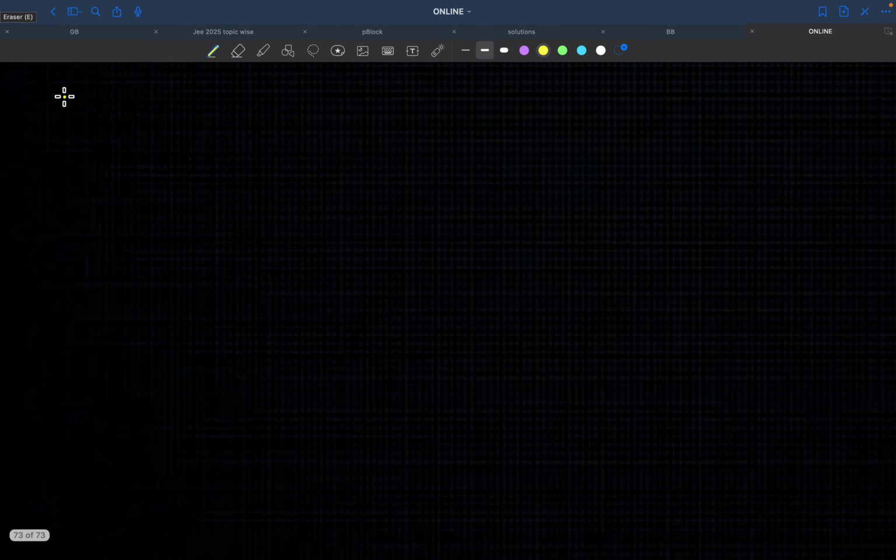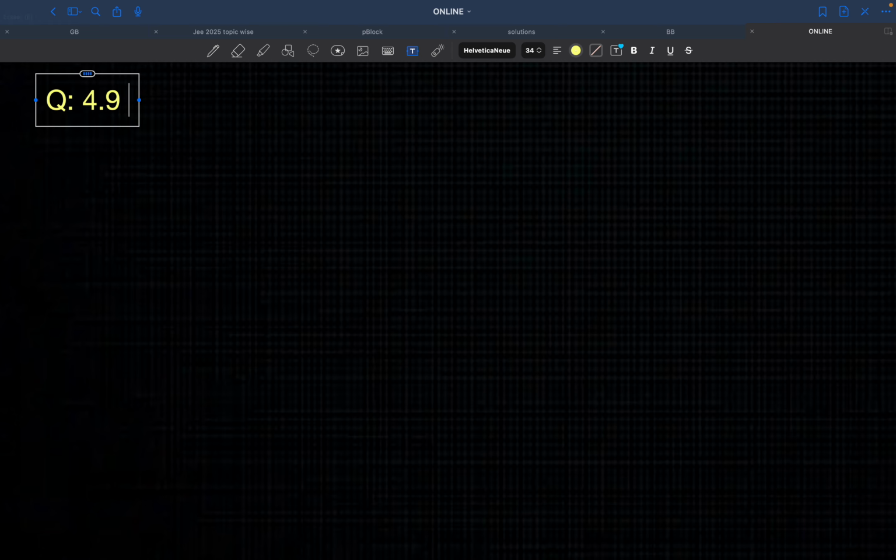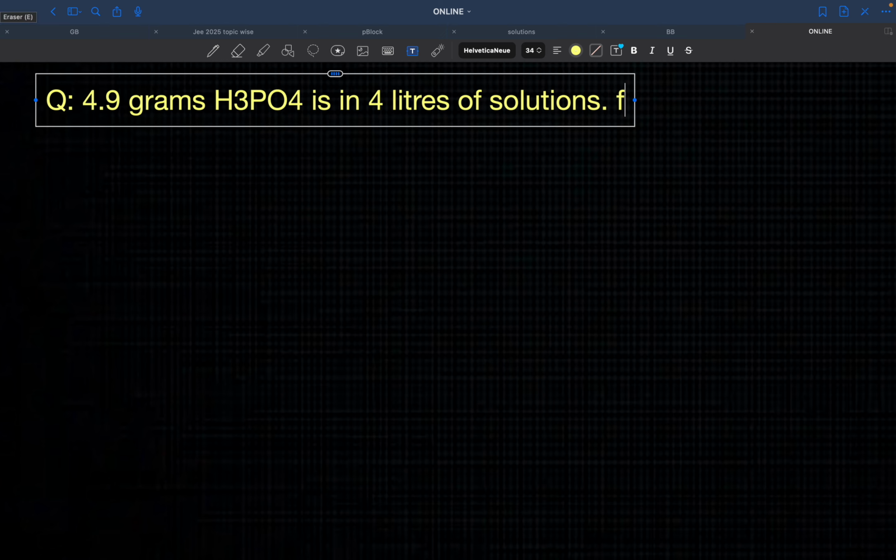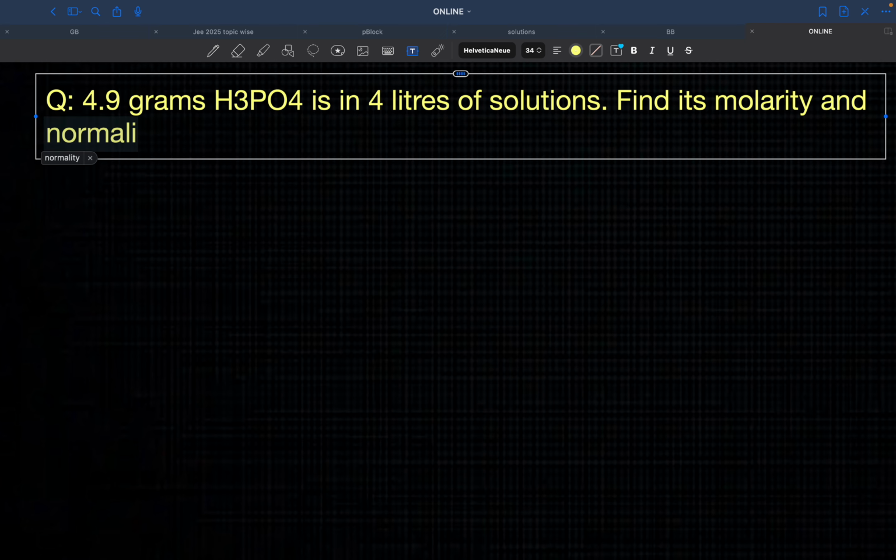Right. So you have to do one question here. Right, the question is: 4.9 grams of H3PO4 is in 4 liters of solution. Find its molarity and normality. Come on, work on it. Everyone has to do this.